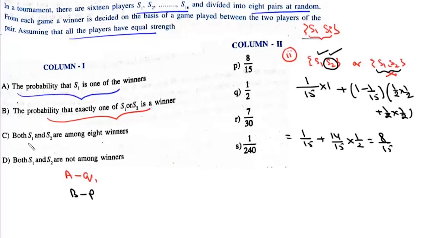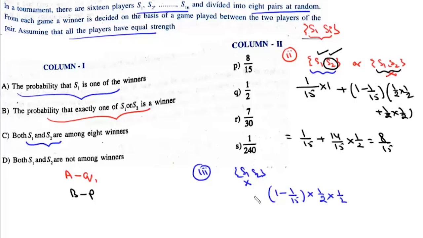Now the third case is both S1 and S2 are among the 8 winners. Now they cannot be among the winners if they are paired opposite each other. So in this third case it is clear that S1 and S2 must not be paired against each other. Now the probability that they are not paired against each other is 1 minus 1 by 15, into, now S1 must win, so it will be 1 by 2, and S2 must also win, it will be 1 by 2. So this probability will be 14 by 15 into 1 by 4, which is 7 by 30. So this C matches with R.